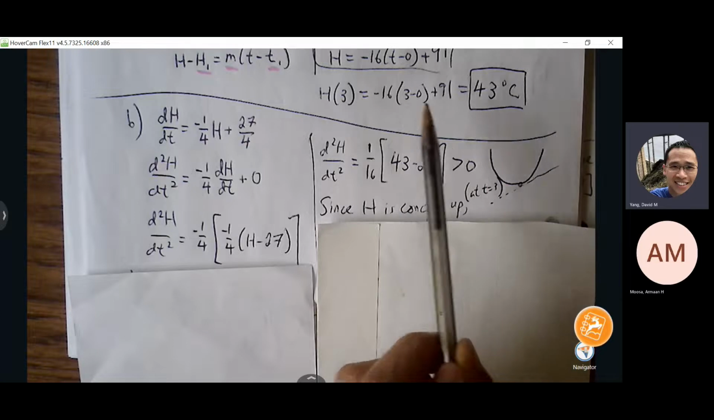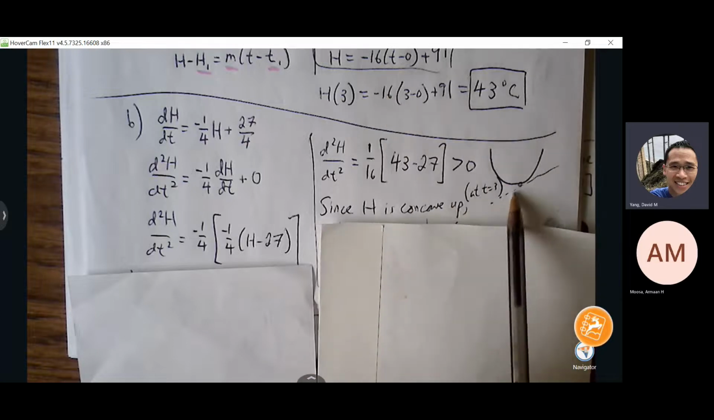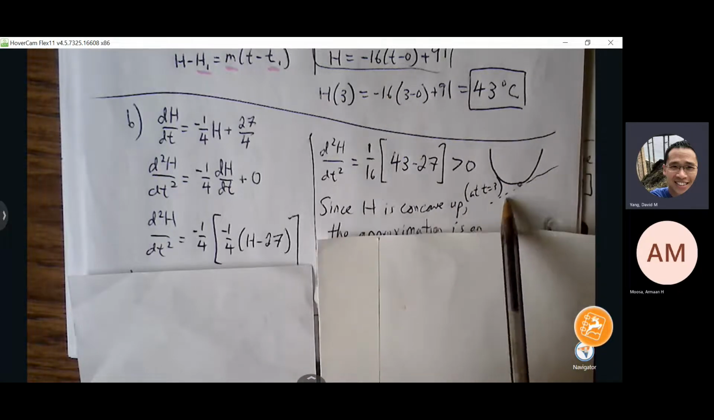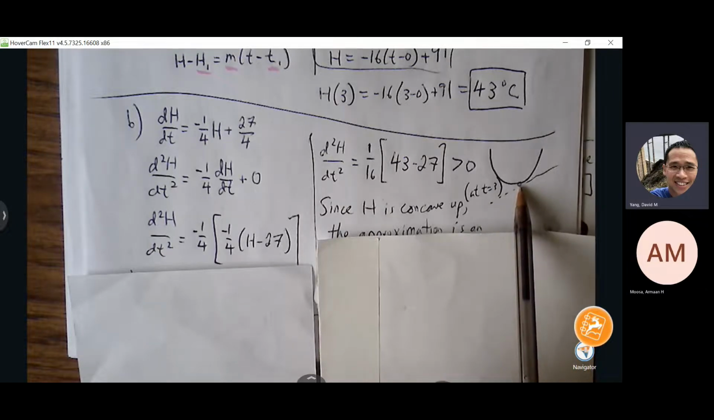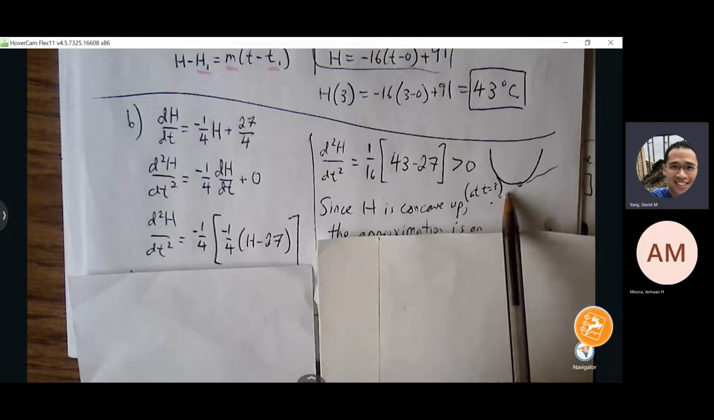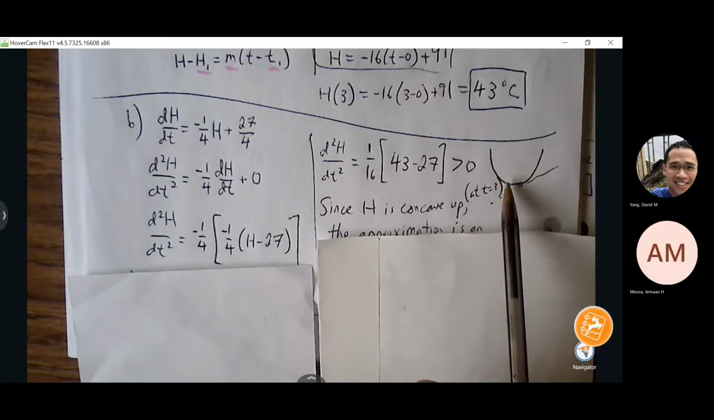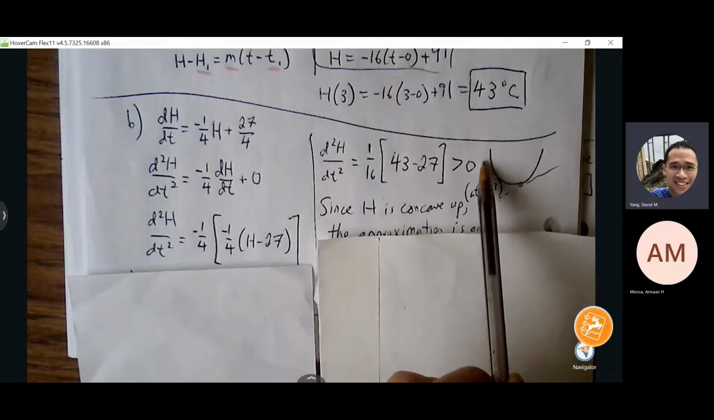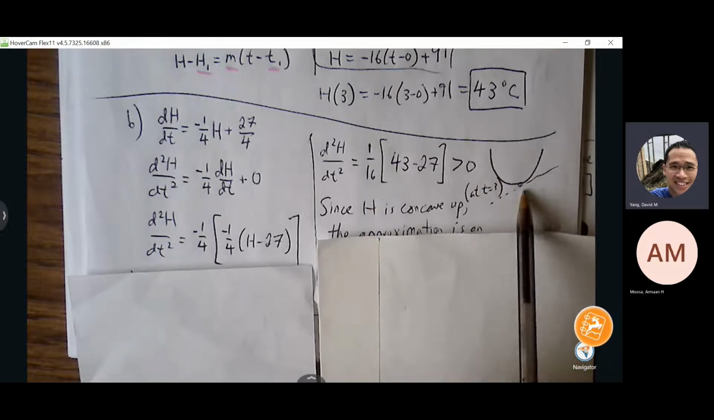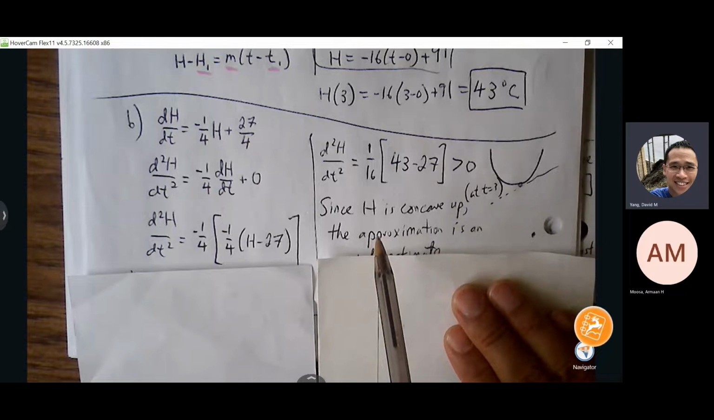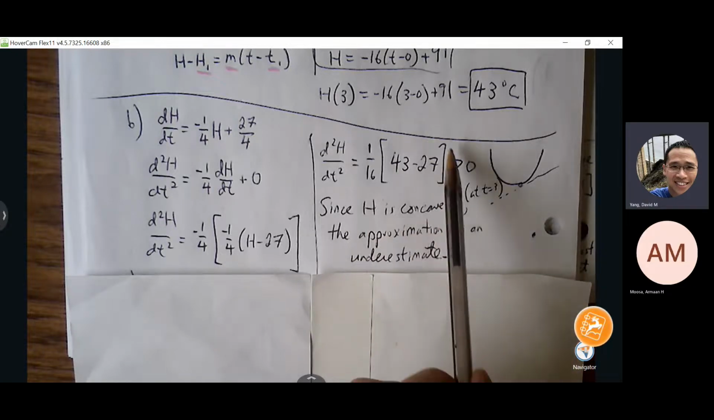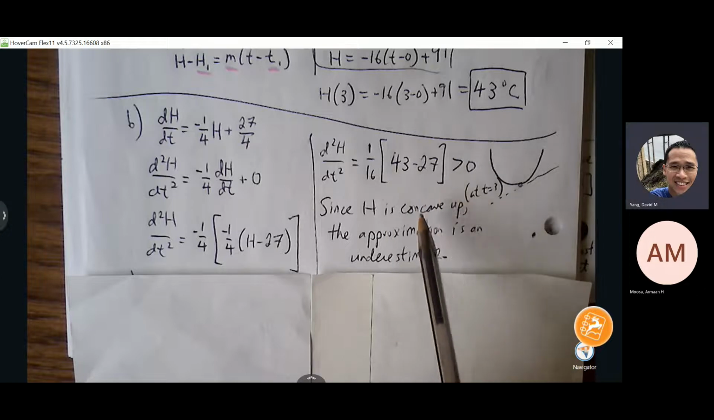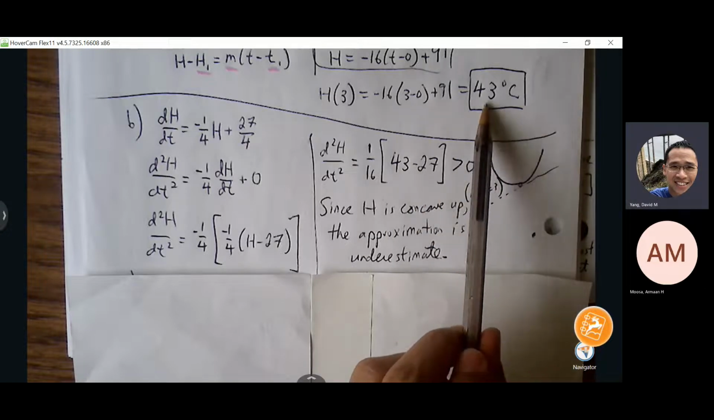If I have a concave up shape and the tangent line is skimming the surface of that curve, we know that this tangent line is going to have to sit below the curve, because if I have a concave up graph, no matter where my tangent line is, it's always going to sit below the curve. So therefore, since my h function is concave up, my approximation is therefore an underestimate.